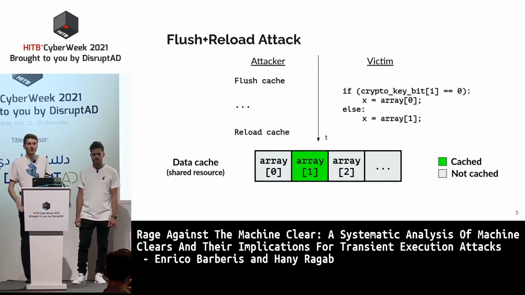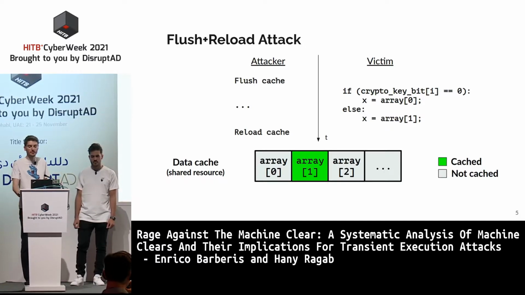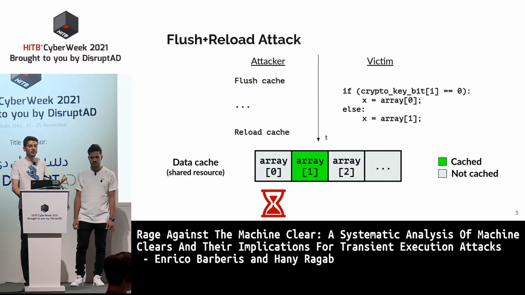Later, the attacker, by performing the reload step, will measure the access time for each entry of the array. So the first one, that was never accessed, will be quite slow. The second one, instead, since it was loaded by the victim, will be much faster. And just by measuring this time difference between slow and fast, an attacker can observe what the victim executed, thus leaking the key.